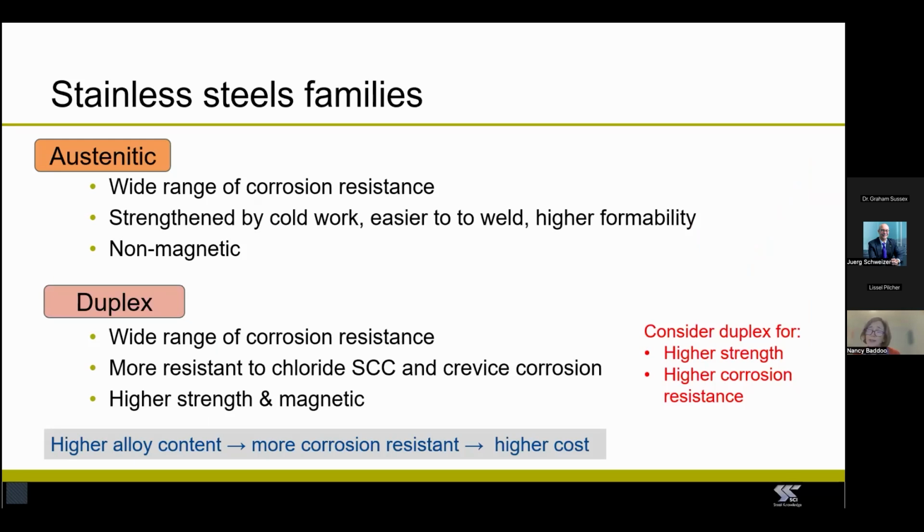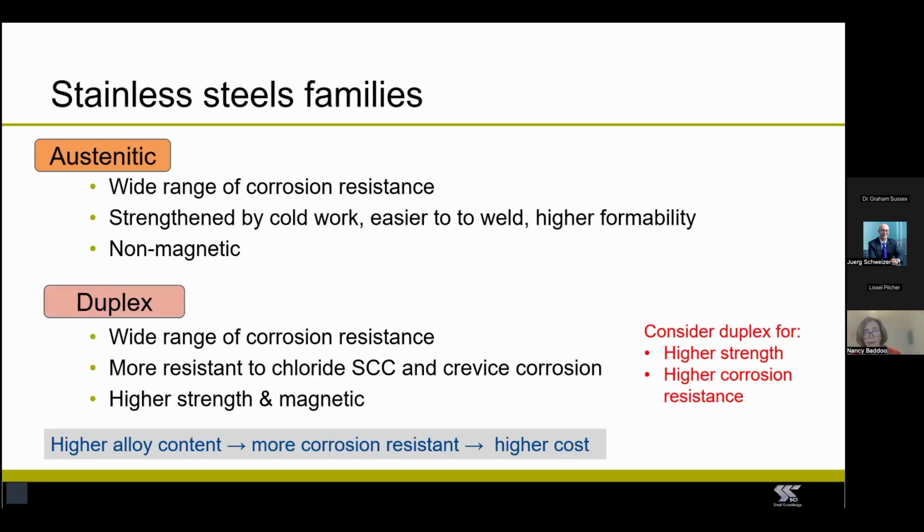So for today's webinar, I'm going to focus on these two families of stainless steel. Most applications in architecture, building and construction will be using austenitic stainless steels. They have a wide range of corrosion resistance. They can be strengthened by cold working. It's interesting, but they're non-magnetic. You wouldn't necessarily expect that, but they are generally non-magnetic. They get a bit magnetic if they're cold worked.